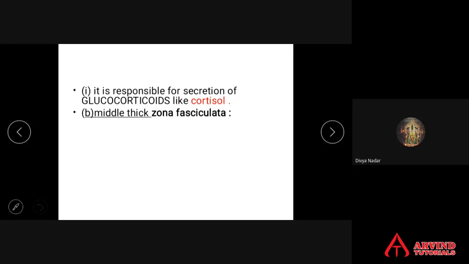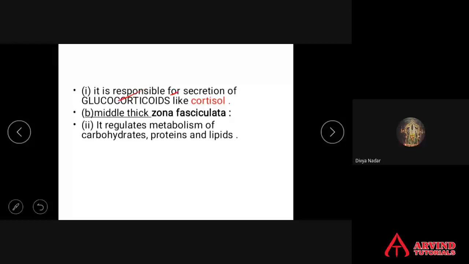Then the next part, there is a small confusion. The outer region is called zona glomerulosa. The middle thick region is called zona fasciculata. It regulates metabolism of carbohydrates, proteins, and lipids.